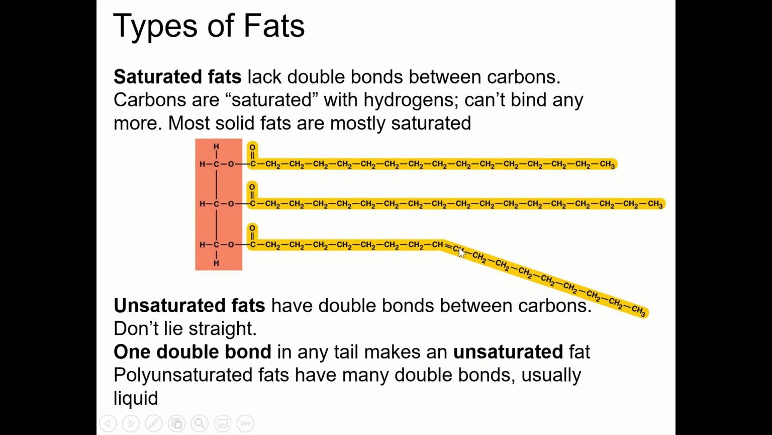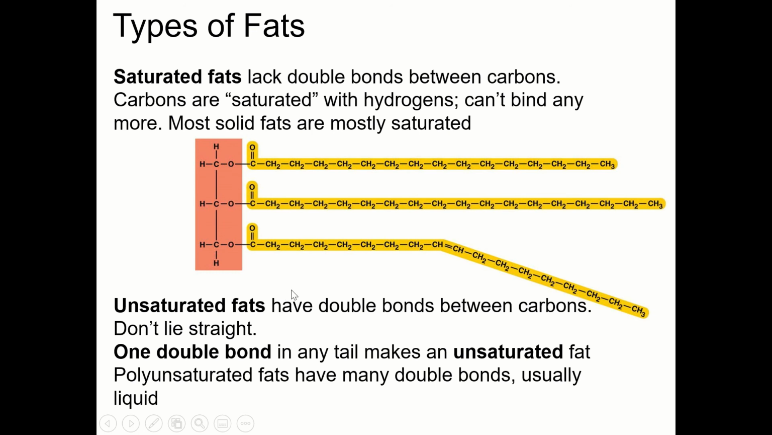Okay? And there are monounsaturated fats in which there is a single double bond. Polyunsaturated fats have more than one double bond. Now, when we talk about the fat molecule, any double bond makes the whole fat molecule unsaturated. Okay? This whole fat molecule would be a monounsaturated fat, because there's one double bond. The rest of it is saturated.